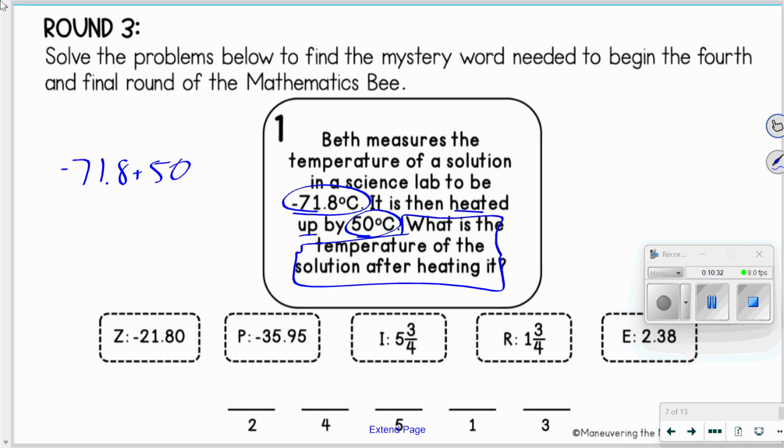That means they're opposite. That means they're fighting. So I'm going to take 71 and 8/10, subtract 50. Gives me 21 and 8/10, and the big guy wins, so negative 21 and 8/10. So number 1 is Z.